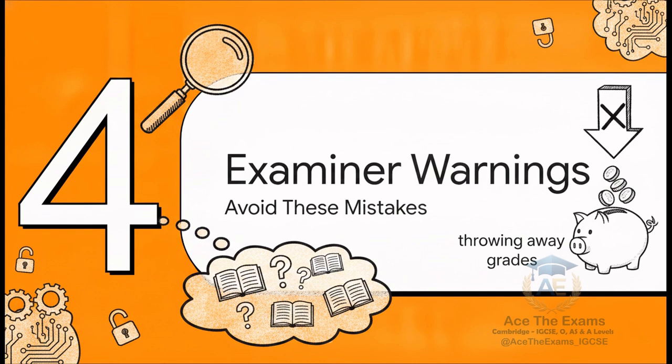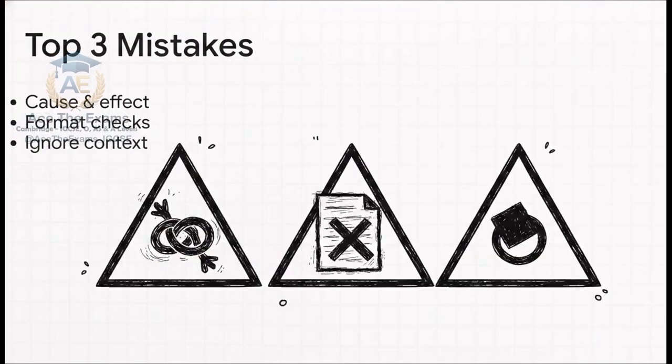Now we arrive at Section 4, Top Examiner Warnings. Now, what's really interesting about these points is that they come directly from the principal examiner reports. This is the ultimate insider knowledge. Let's rapid-fire this perfect mental cheat sheet so you avoid losing easy points. Mistake number 1. Confusing cause and effect when analyzing proprietary versus open source models. Just because a software is open source doesn't automatically cause it to be more secure. You have to explain the mechanism, like a global community reviewing the code.